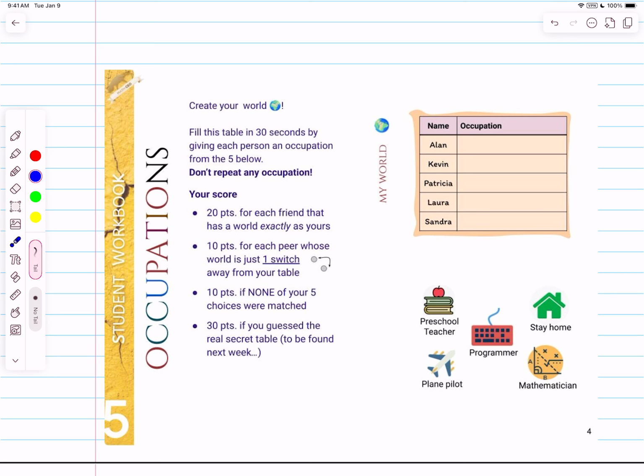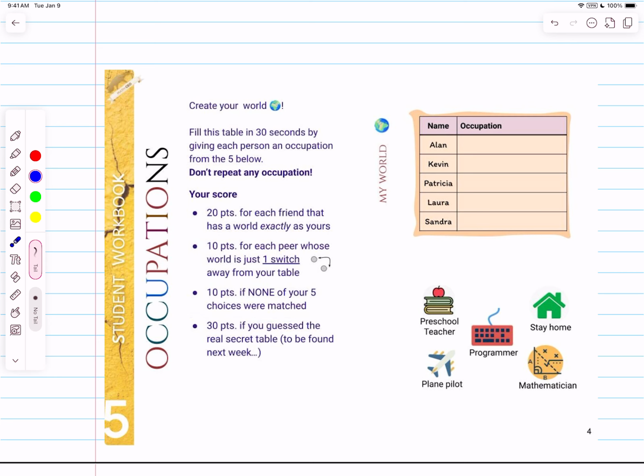And then when everyone's done, you can come back together and you can compute scores depending on how things match up. So everyone gets 20 points for each friend that has a world exactly like theirs. So let's say that 3 friends all filled out the table the exact same way. Well, each of them will get 20 plus 20, 40 points because of the other 2 that filled out the table exactly like they did. They will get 10 points for each peer whose world is just one switch away from theirs. So if they just do one swap, and they get the same as another person, they get 10 points.